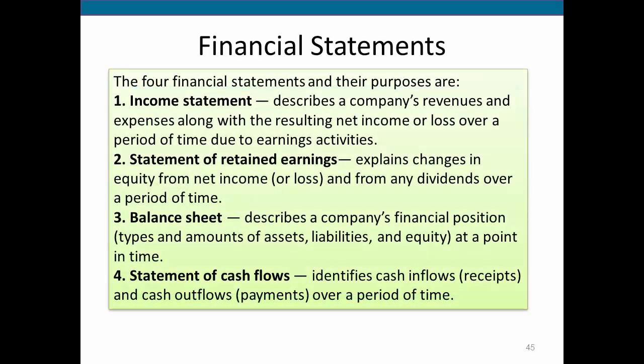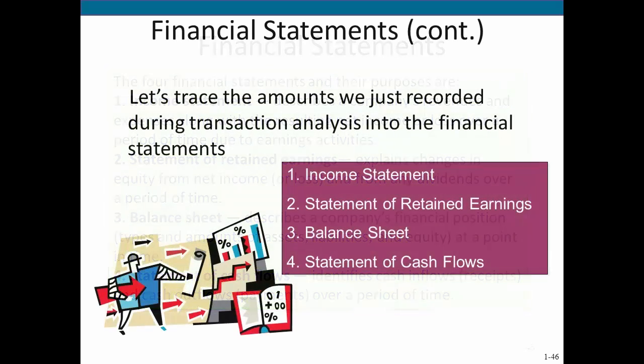The four financial statements include the income statement, statement of retained earnings, balance sheet, and statement of cash flows. They are prepared in that order because amounts are computed and transferred from one to the next. Financial statement excerpts for Google and Apple are presented in Appendix A in your textbook. Let's trace the amounts from the transaction analysis work we did last time to the financial statements.